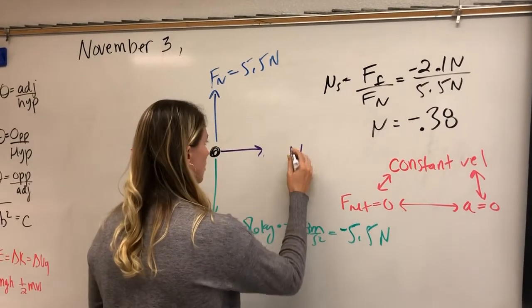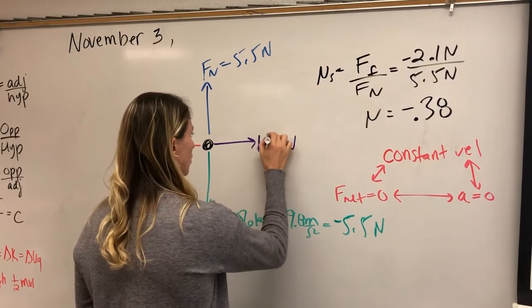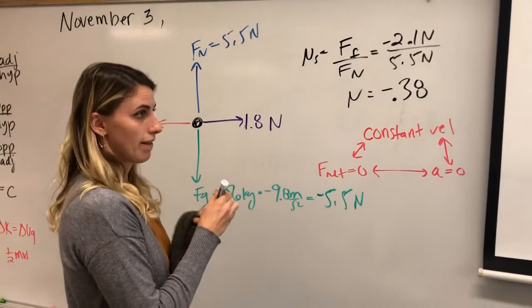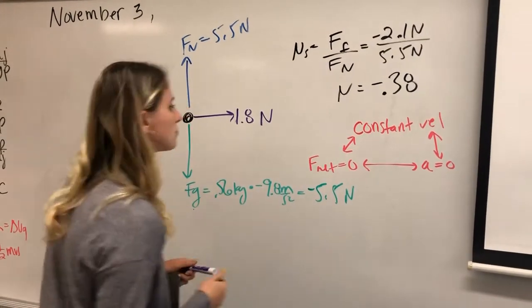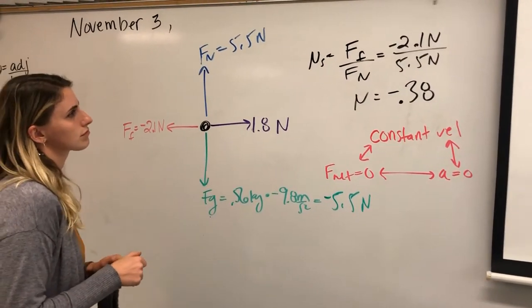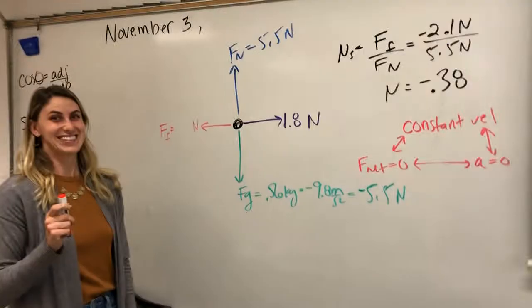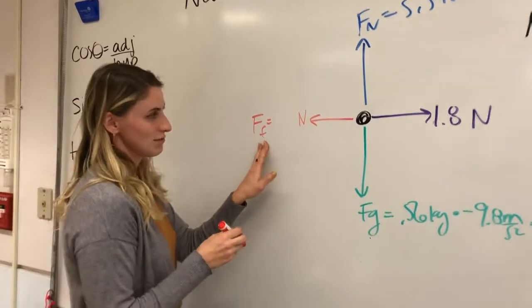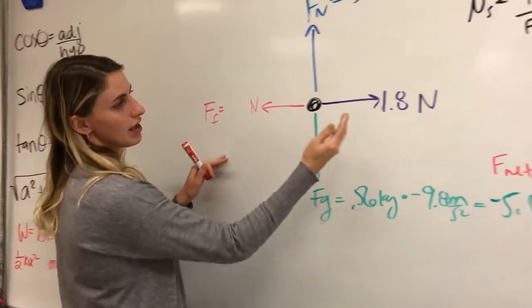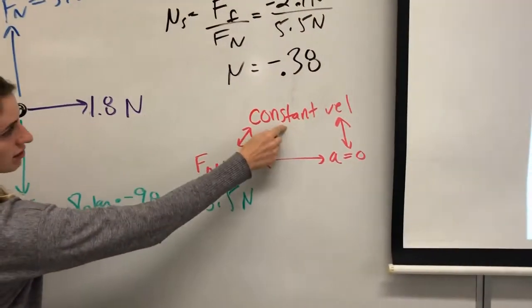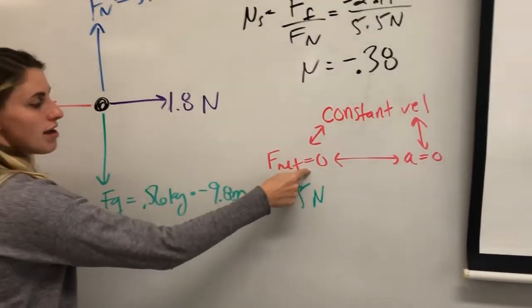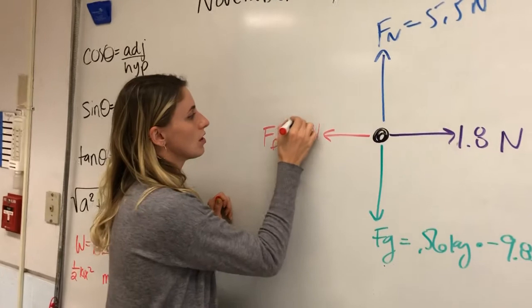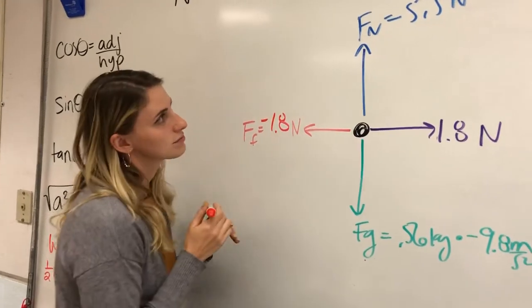Since it's moving, the force of friction is not going to be the same as before. We got a phone call. So the force of friction is no longer 2.1. Since the constant velocity means acceleration is 0, net force is 0. That means this and this have to cancel out. Excellent. Well said. This is 1.8.